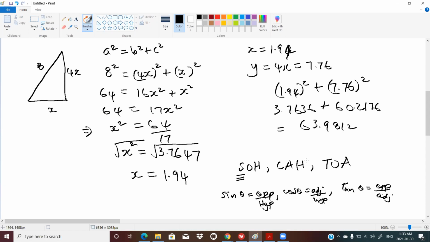When you hear me say SOHCAHTOA, that's what I mean. So sine theta equals opposite over hypotenuse. Cosine theta equals adjacent over hypotenuse. Tan theta equals opposite over adjacent. So, going back.